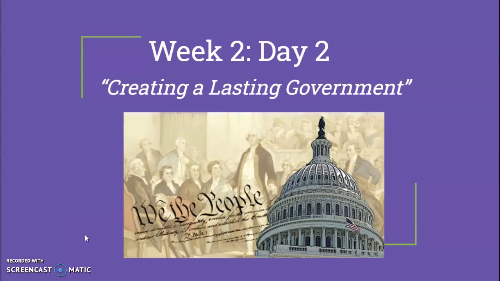All right, guys, here we have the week 2, day 2 EdPuzzle notes: creating a long-lasting government. Remember, you should be getting these notes into your notebook. You should be copying them down and then bringing them to class to help with review sheets and also when we're going over material.